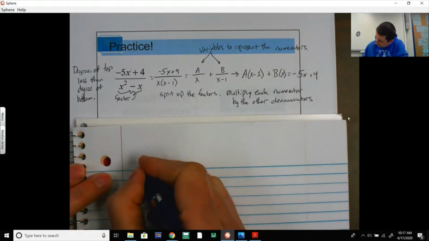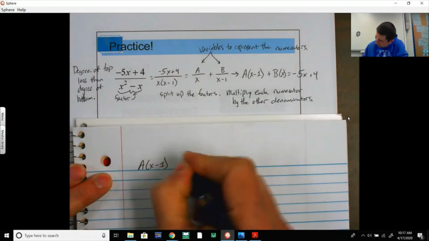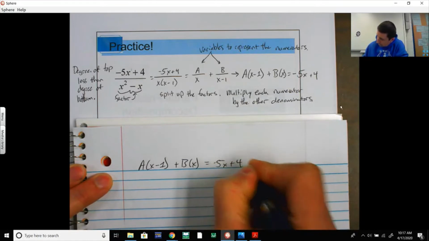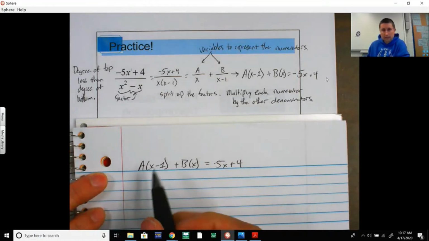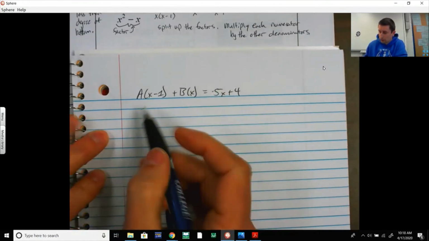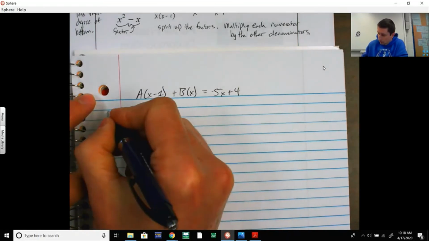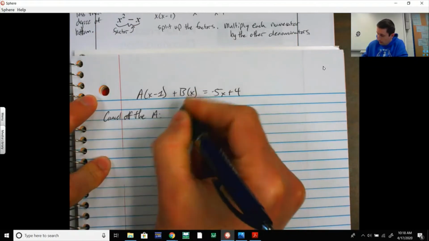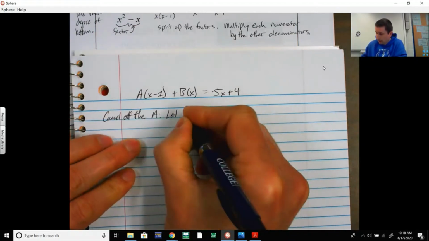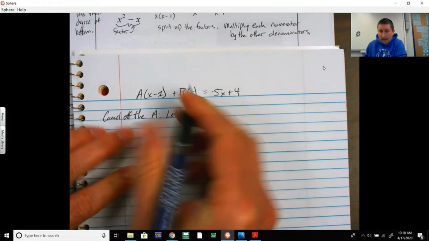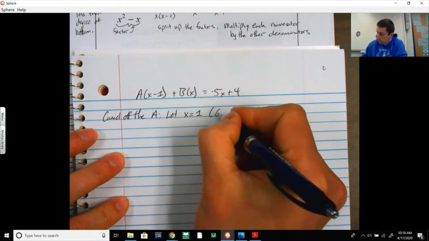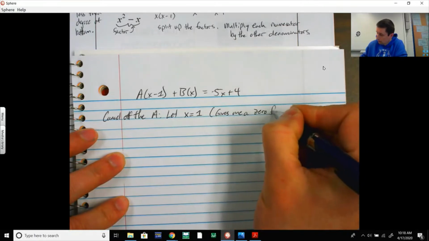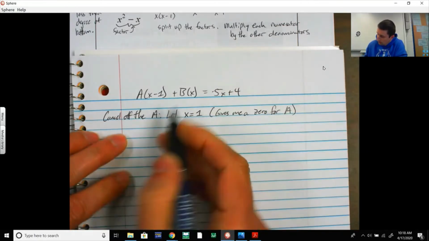So I have a times x minus 1 plus b times x has to equal negative 5x plus 4. What we're going to do is cancel off either the a or the b. So I'm going to start with the a. In order to do that, I'm going to let x equal 1 because that gives me a 0 for the a part.